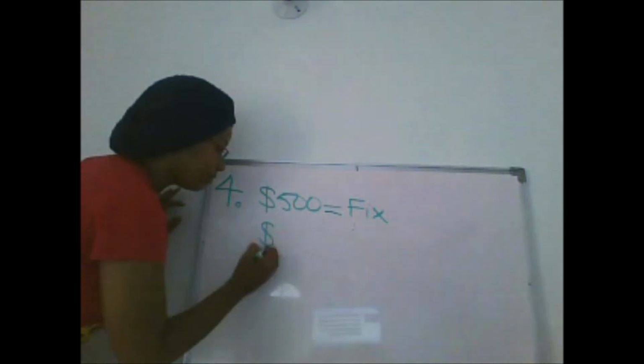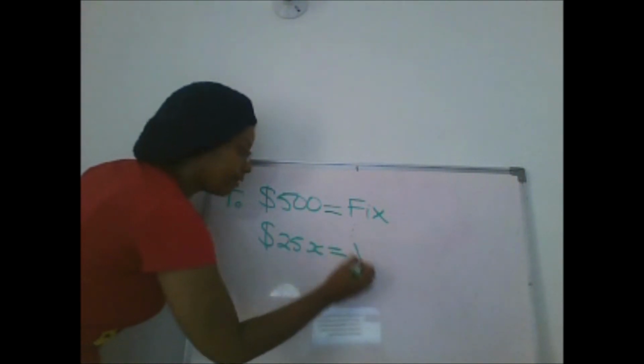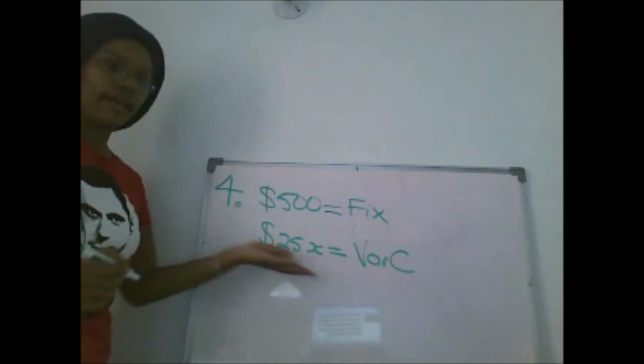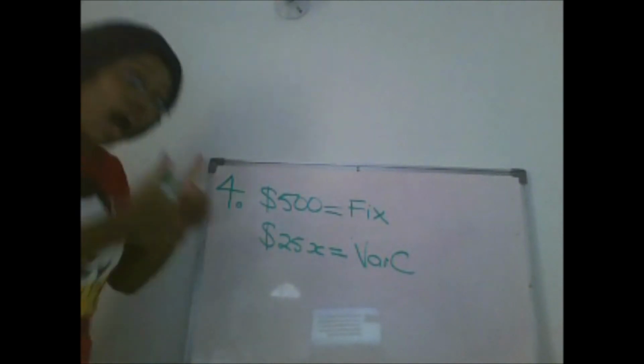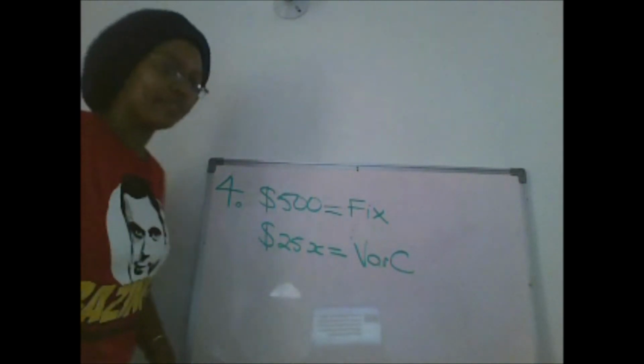So this is the fixed cost, and 25x would be the variable cost, because when you multiply, it's going to change or vary. Oh, okay, sorry, didn't mean to be stupid.